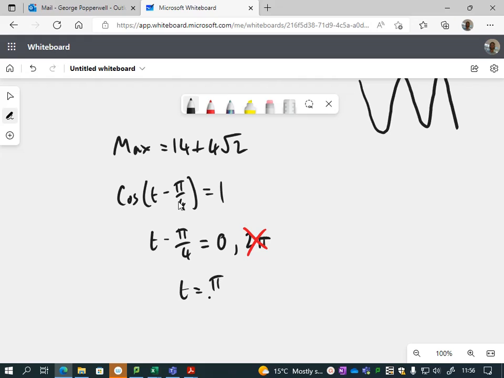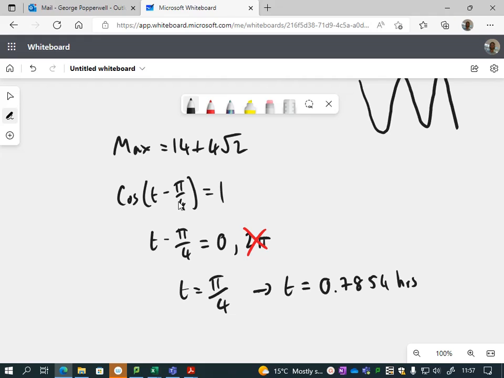Now, don't leave it there, just think about the context of the question. Basically t represents the number of hours after midday, and I'm asked the time after midday at which it occurs. So I need to get this into a time after midday. So t is equal to pi over 4. If I get that as a decimal to a few decimal places, t is equal to 0.7854 hours after midday.